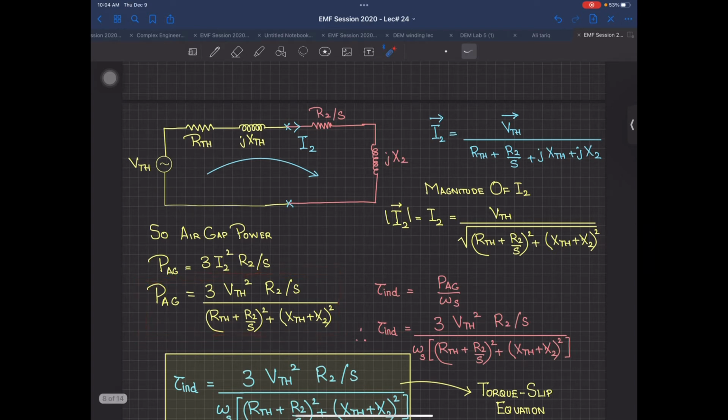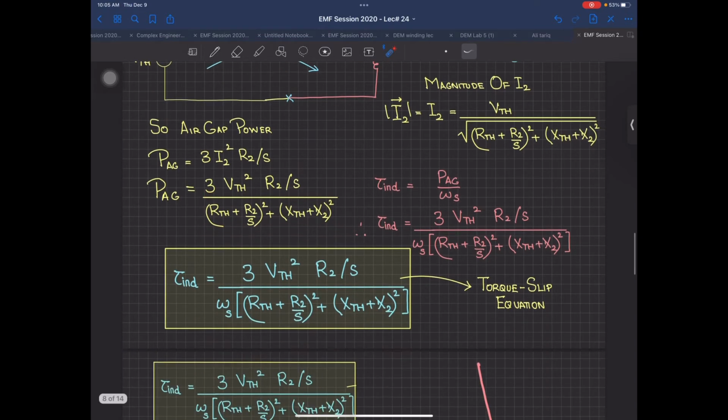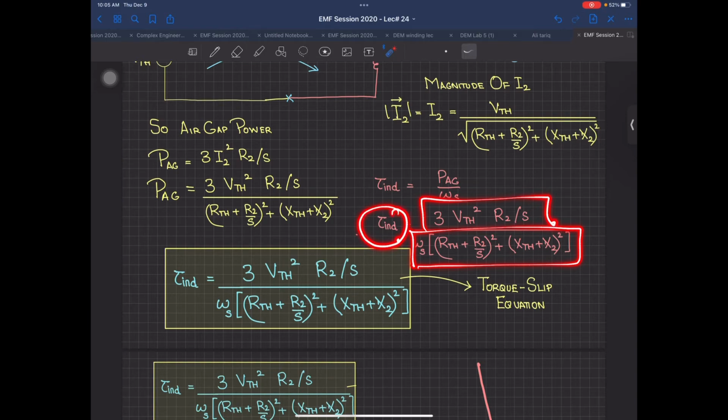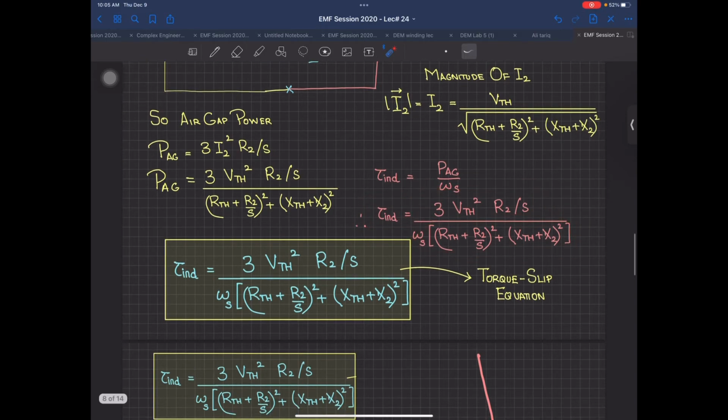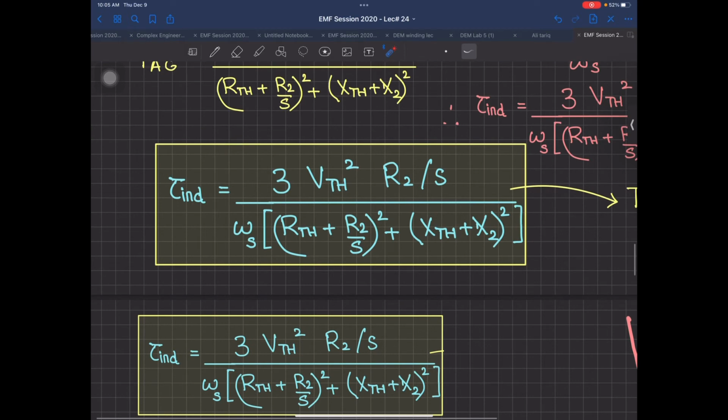Your air gap power is equal to 3 VTH square into R2 by S, divided by the term that is actually the series impedance of everything. So when you want to find out the torque, you have air gap power divided by omega s. Omega s is the synchronous angular speed. So you have everything in the denominator and the numerator. You can find out your induced torque. Now, this equation is certainly very easy to memorize, nothing difficult over here. You have 3 over here, you have VTH square, you have R2 by S, and you have omega s.